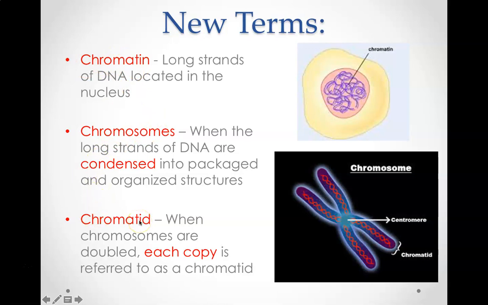It's all talking about the same genetic information. It's just the form that it's in. So if we're in spaghetti, it's a chromatin. If we're in an X shape, then the whole X shape is called a chromosome. And within that X shape, we have two identical copies of those genes, and each copy is called a chromatid.